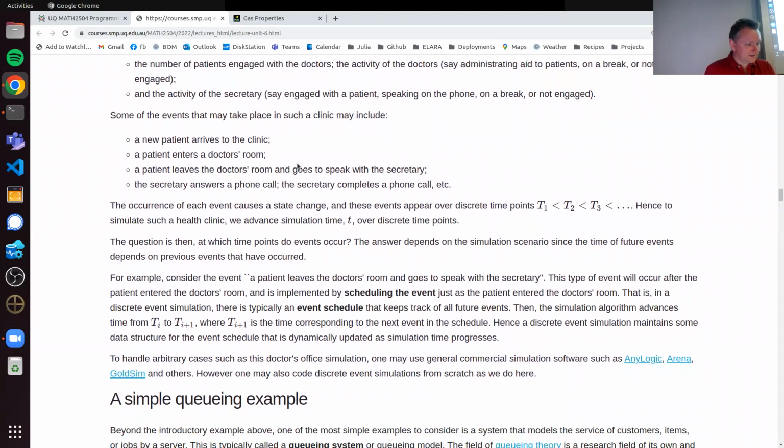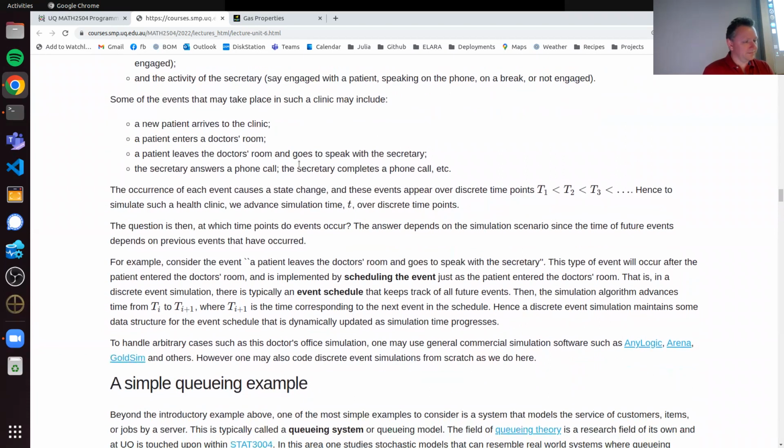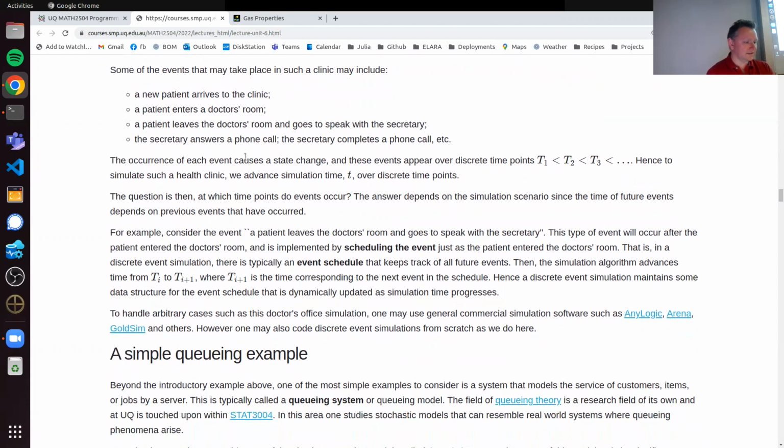Events that might happen in this system: patients arrive at the clinic, the patient then goes to see the doctor in the doctor's room, the patient leaves the doctor's room to speak with the secretary to pay, let's say, and the secretary might be on the phone or something, right?